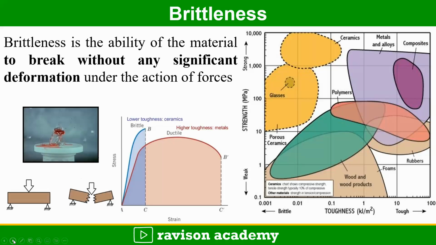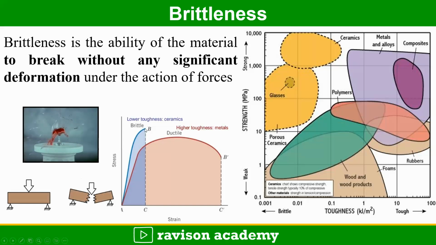Brittleness is the ability of the material to break without any significant deformation under the action of forces. An elastic material or a ductile material will show significant deformation before the failure, but the brittle material will not show any indication of failure. It shows sudden failure. From the stress strain curve, we can tell the brittle material and we can identify the ductile material. The ductile material follows the path from A to B dash. Brittle material follows the curve A to B.